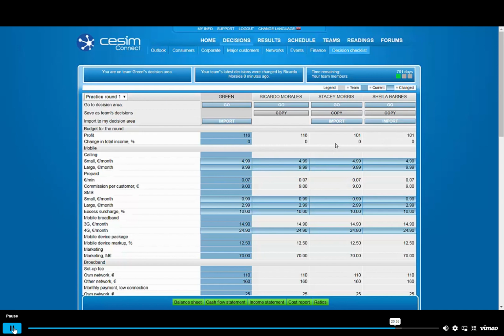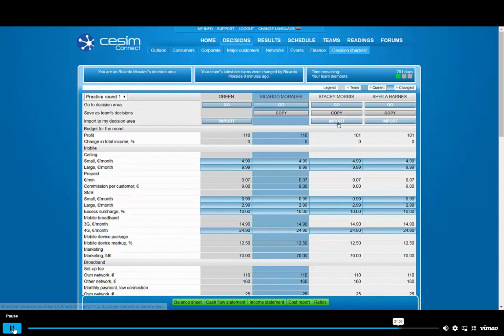If you would like to copy somebody else's decisions to your own area, you can also click import. So now I'm operating in the system as Ricardo. Now if I feel that I want to use Stacy's decisions, then I just click import here and I move her decisions to my column, and then I can continue refining those decisions.